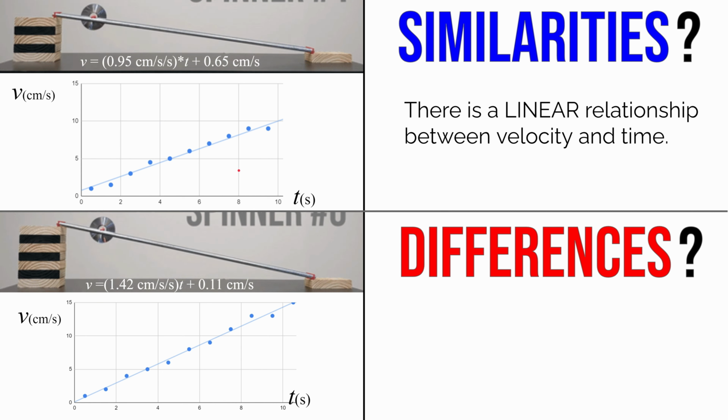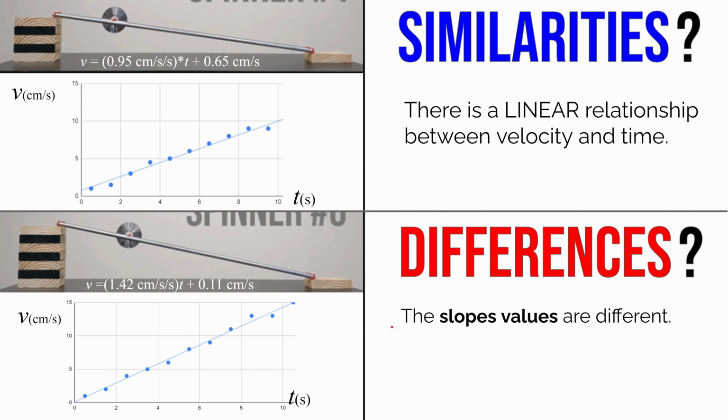The differences were we didn't all have the same slope. So we noticed that, like in this case, this spinner had a slope of 0.95 centimeters per second for each second, and other spinners had steeper slopes, had higher slope values. And so naturally we asked, well, what does that tell us differently about the spinners?